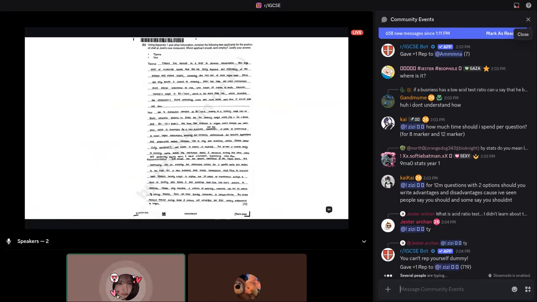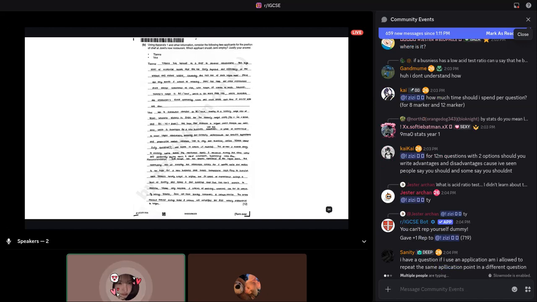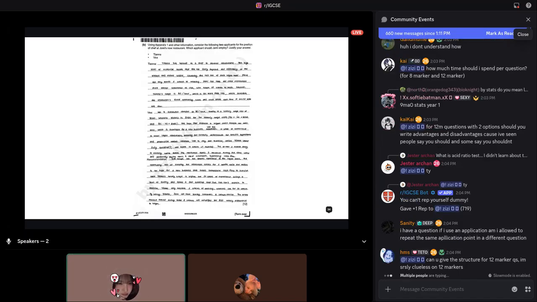If a business has a low asset test ratio, can you say the business has expanded too much so it can lead to economies of scale? Asset test ratio is more about liquidity.